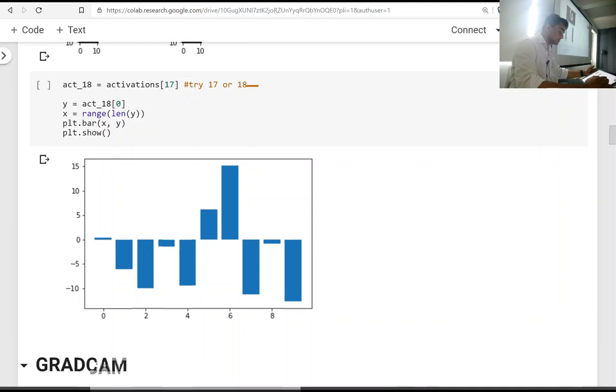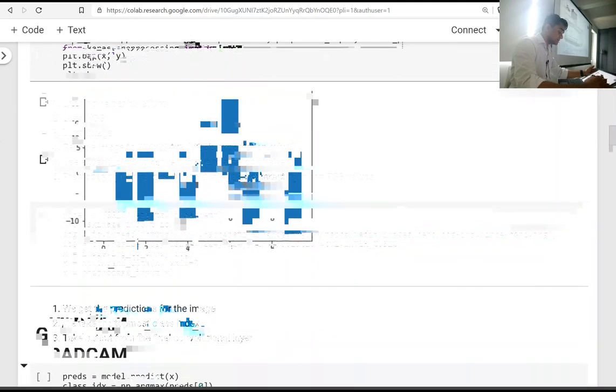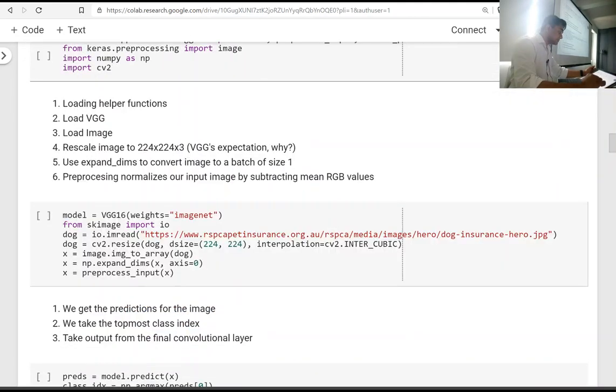Right? Now you can ask for activations also. Now this is the GradCAM implementation. Now what are we doing here? We are loading the VGG function. We are loading VGG. We are loading our image. We are scaling our image to 224 x 224 x 3. Right? This has to be the case. Then we are going to use expand dimension to convert the image to a batch size of 1.